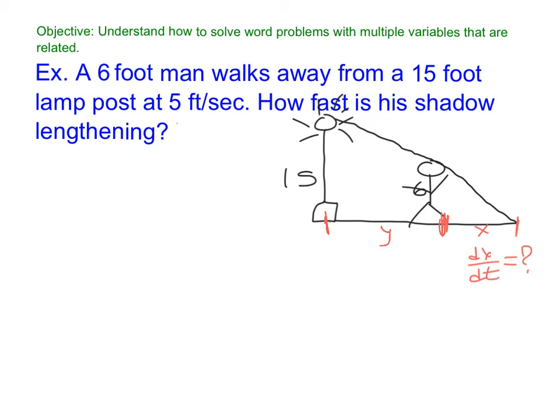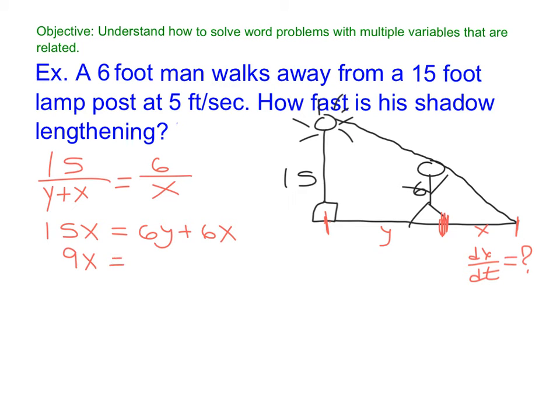All right, so proportion, short side over long side. So the lamppost over the entire bottom. What's the entire bottom? y plus x equals the height of the man over the bottom of his triangle, which is x, right? So I'm going to cross multiply. 15x equals 6y plus 6x. I can subtract. 9x equals 6y. 3x equals 2y.